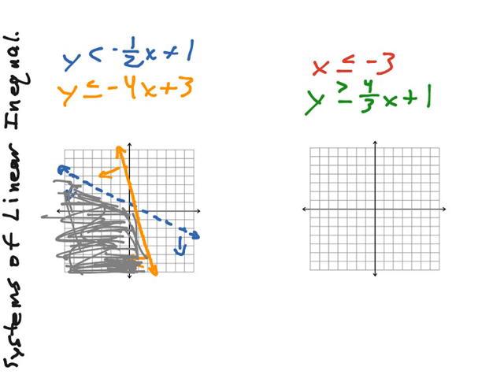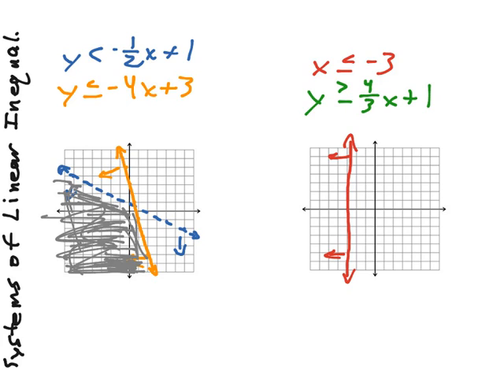Let's try the next one. x is less than or equal to negative 3. Reminder: anytime you have only one variable in your equation or inequality, we are looking at either a pure vertical or a pure horizontal line. So here we have everything less than x being negative 3. I'm just going to draw in my negative 3 line, and less than will be to the left.